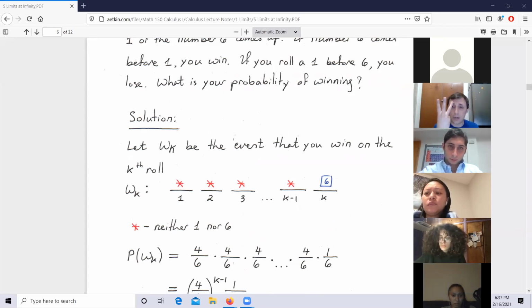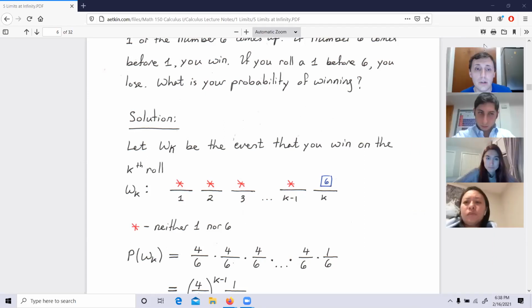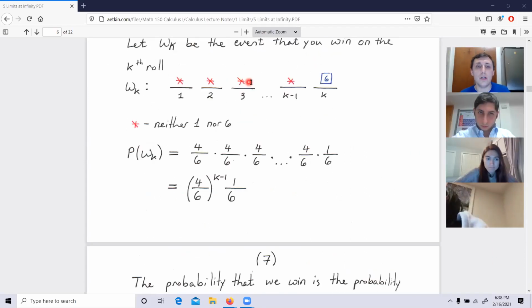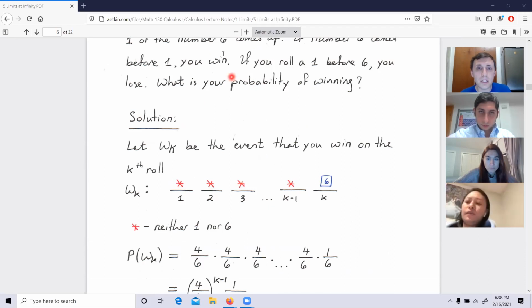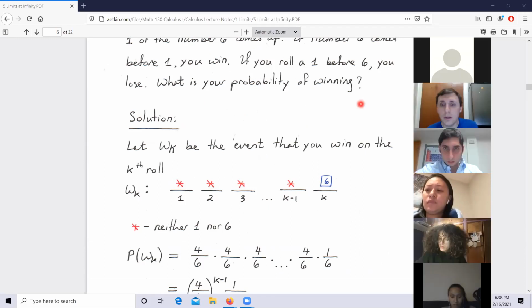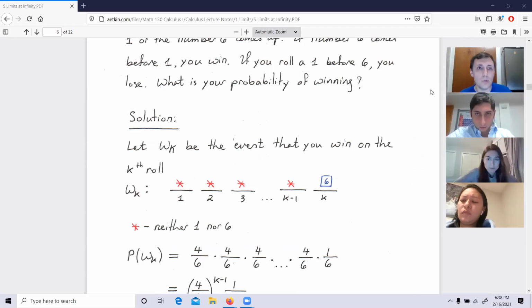Or you play 3 rounds. If you play 3 rounds, the first 2 outcomes are neither 1 nor 6, and the third outcome is 6. Do you understand? So that's the situation. Let me just see if you understand the general setup. So W_k means you won on the kth throw of the die. So tell me, please, what is the probability of winning on the first roll?